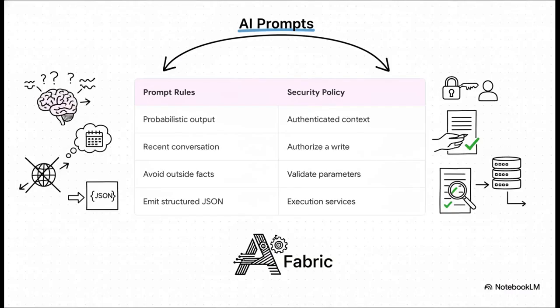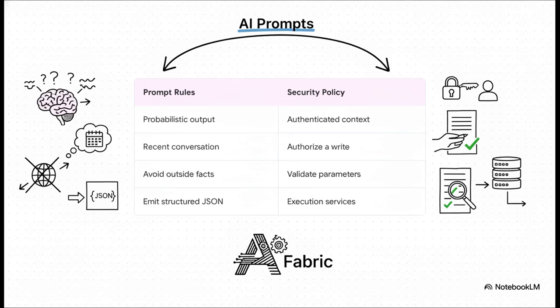Section 4. Prompts versus security policy. We have got to draw a hard architectural line here. Prompt rules are inherently probabilistic, while security policies must be deterministic. Always. Prompts are there to guide probabilistic output, so they can tell a model to use a recent conversation, maybe avoid outside facts, or emit structured JSON. But they absolutely cannot perform deterministic security controls.